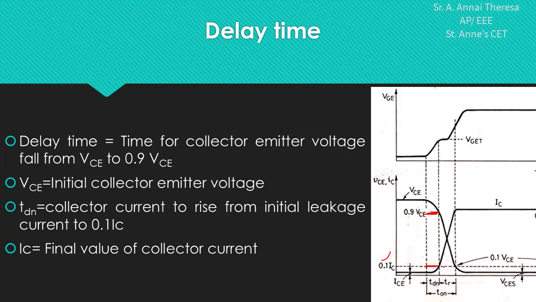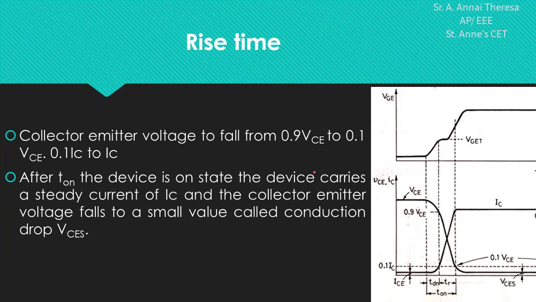Then rise time. In rise time, VCE further decreases from 0.9 VCE to 0.1 VCE. So this is the rise time part. What about the current? The current increases from 0.1 IC to its final value, 1 IC. So this is the duration, this is the rise time.